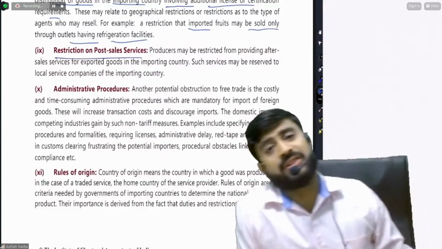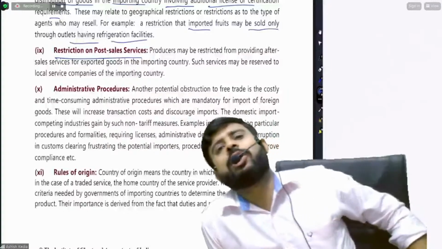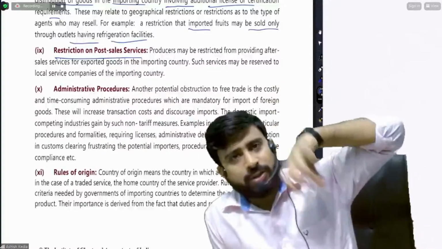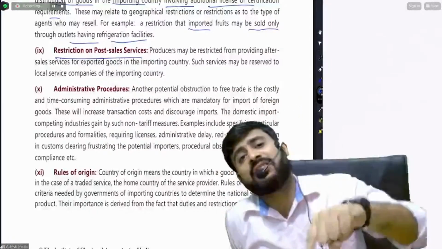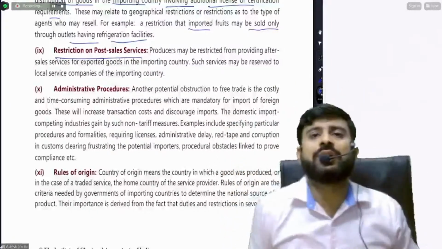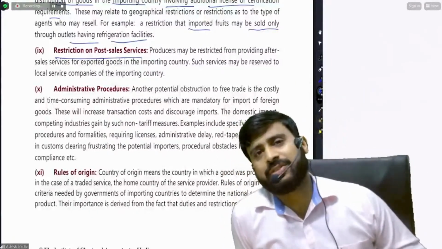Restriction on post-sale services, very important. A rule can be made that the exporter can export to India, but if there are some after-sale services, then the after-sale services must be provided by an Indian company only. Interesting. This way work will come.